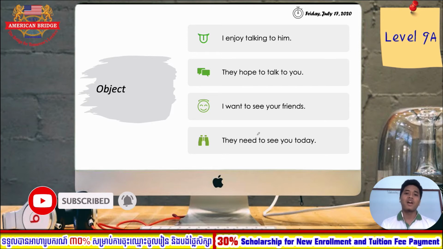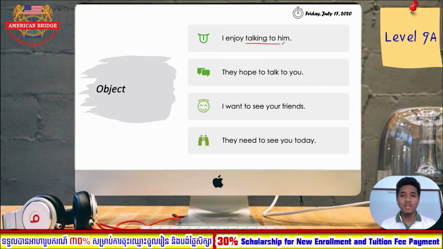So all of these are the object. What does it mean, object? Object refers to the part of the sentence which is affected directly by the main verb. So here, I enjoy talking to him. Talking to him here is affected by the word enjoy. So talking to him is the object, which is a gerund. They hope to talk to you. Hope to talk to you is the object because it has a direct effect on the word hope.